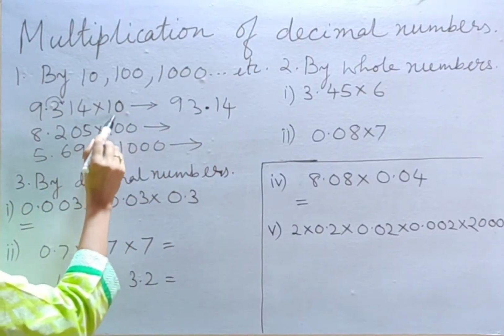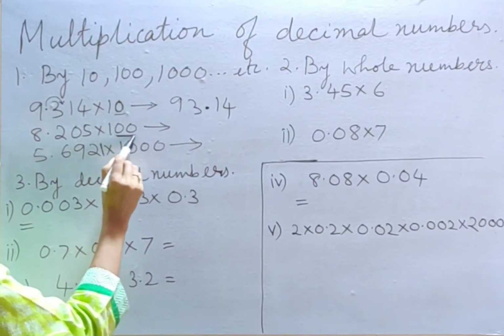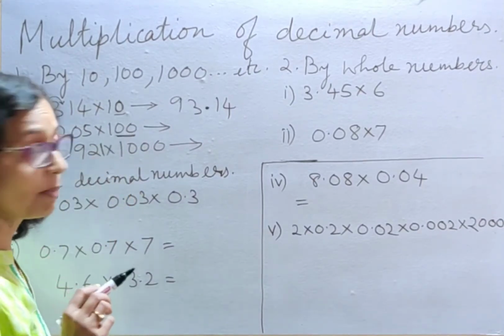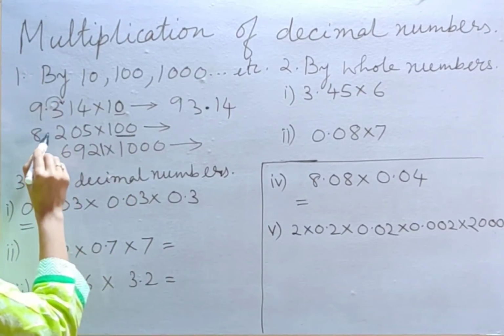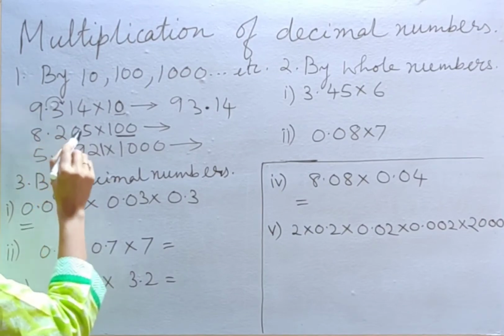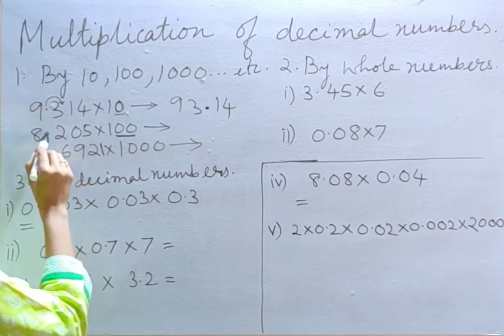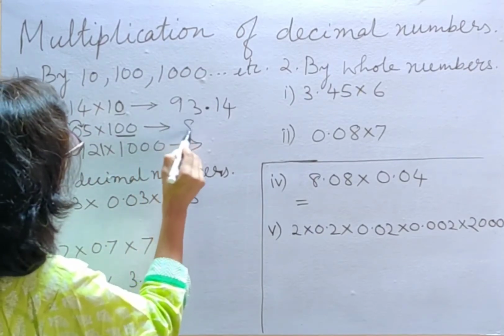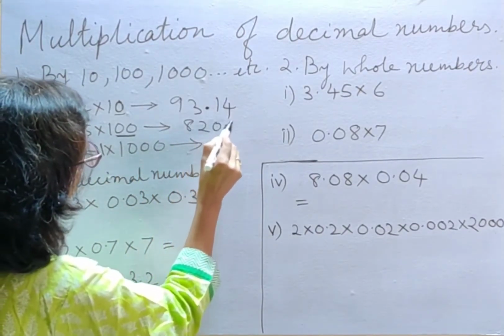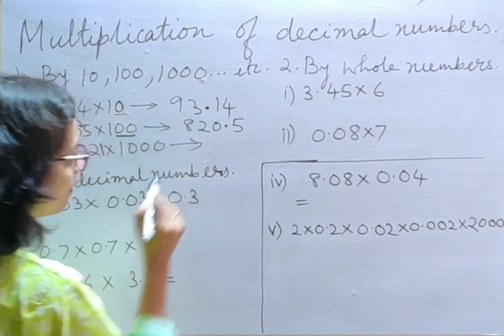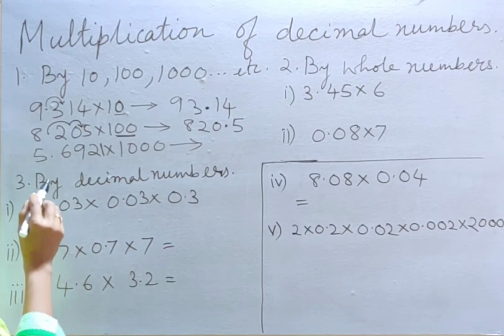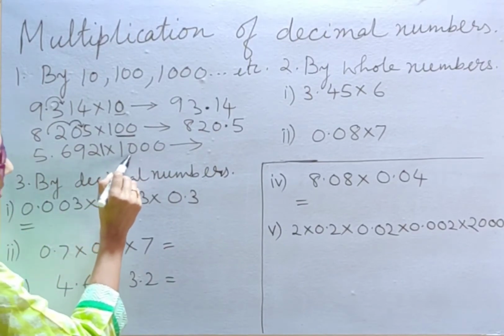Now multiplication by 100. So in the multiplier there are two zeros. When there are two zeros, multiplication by 100, the decimal point will move to the right by two places. So 2 places to the right. So 820.5 is our number. 820.5.